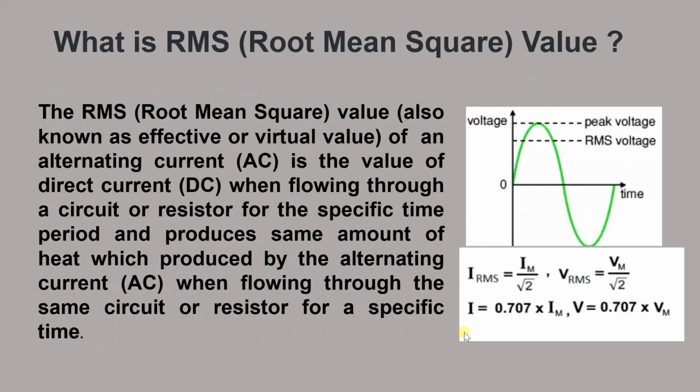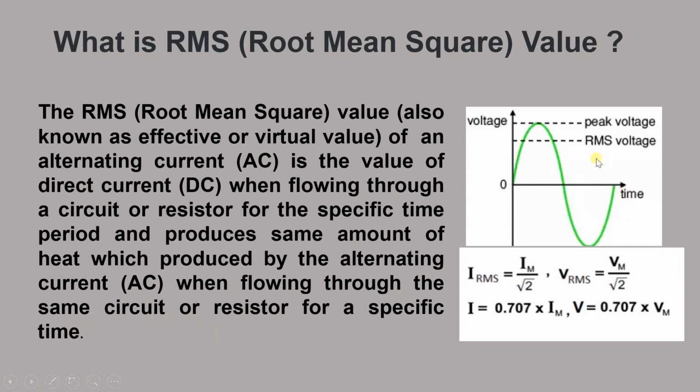The second term is the RMS or root mean square value. The RMS or root mean square value, also known as the effective or virtual value of an alternating current, is the value of direct current which, when flowing through a circuit or resistor for a specific time period, produces the same amount of heat as that produced by the alternating current when flowing through the same circuit or resistor for a specific time.